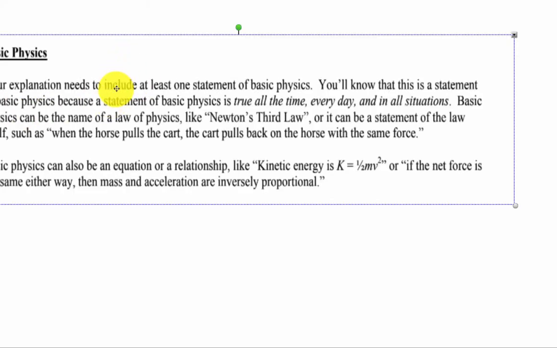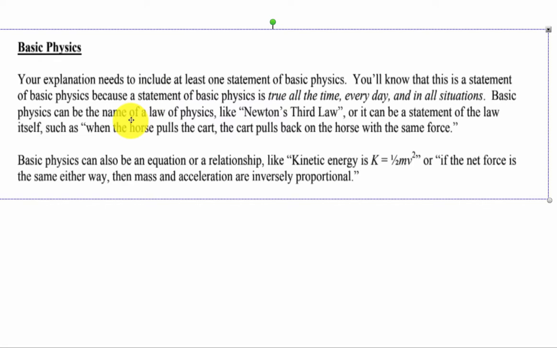Okay, so for B, you're going to look at some basic physics. So your explanation needs to include at least one statement of basic physics. You'll know that this is a statement of basic physics because a statement of basic physics is true at all times, every day, and in all situations. Basic physics can be the name of the law, like Newton's third law, or it can be a statement of the law itself, such as when the horse pulls the cart, the cart pulls back on the horse with the same force.